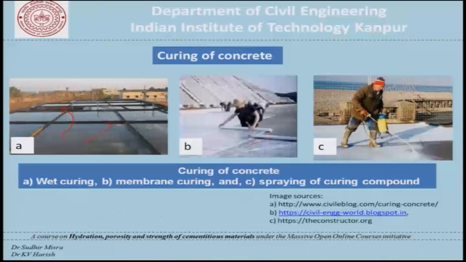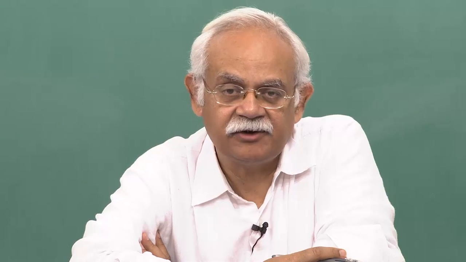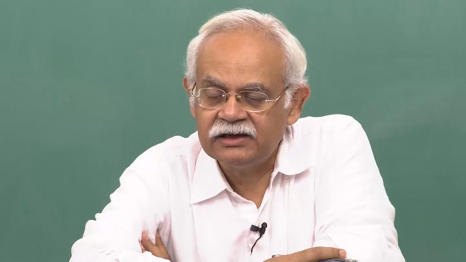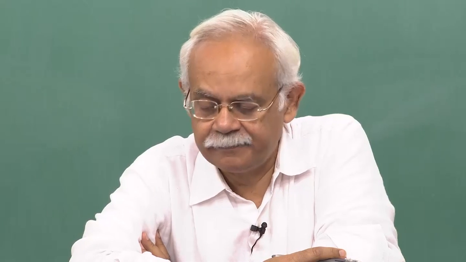Here we see the application of a membrane. What this person is trying to do is to spread something like a polythene sheet on the surface of concrete, and thereby prevent any loss of water or moisture which may occur from the surface of this concrete. It can be seen that this method is very effective and is useful only in cases having large surface areas, or where spreading this kind of membrane is easily doable.